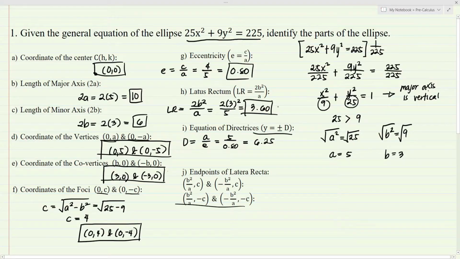Therefore, the equation of the directrices here would be, the first one is positive 6.25, and the second one would be negative 6.25.